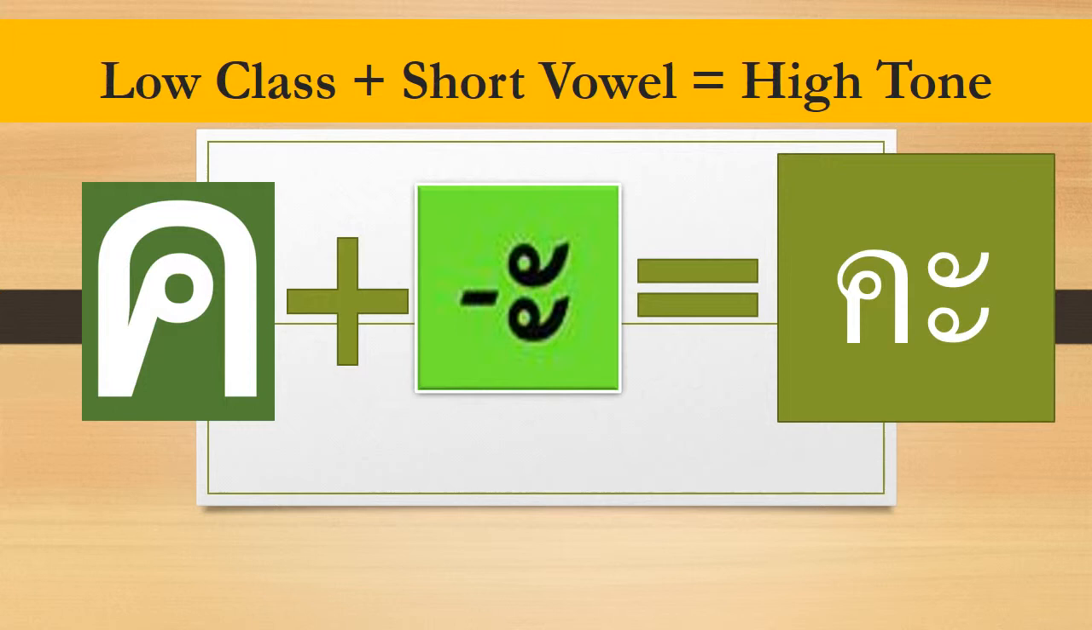Again, I'm going to spell it for you. If you can remember, or you can pronounce after me, please do it. Kh+a ka. Kh+a ka.